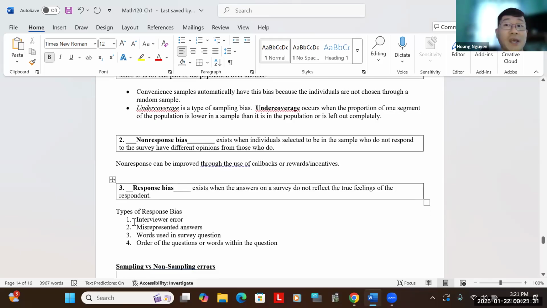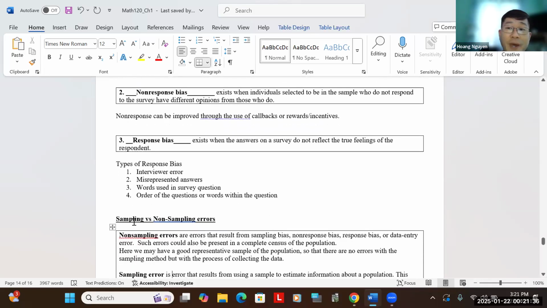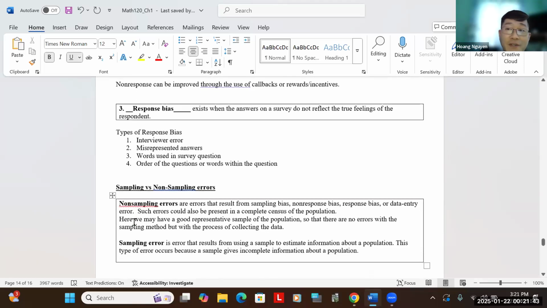Now we're going to talk about the errors that we have from the sample. We have two kinds of error, which are sampling error and non-sampling error. Let's talk about the first one. What is a non-sampling error? Non-sampling errors are errors that result from sampling bias, non-response bias, response bias, or data entry errors. Such errors could also be present in a complete census of the population.